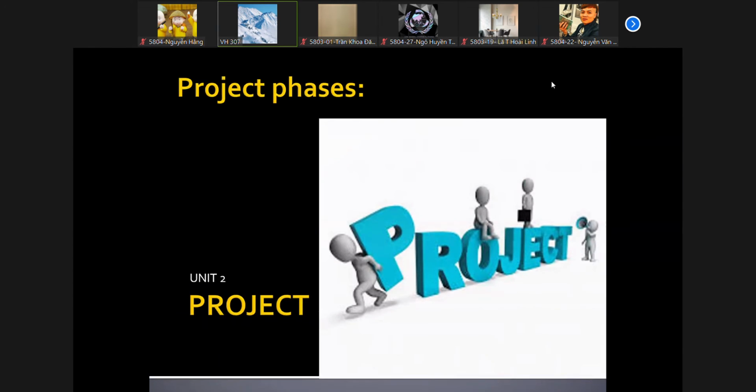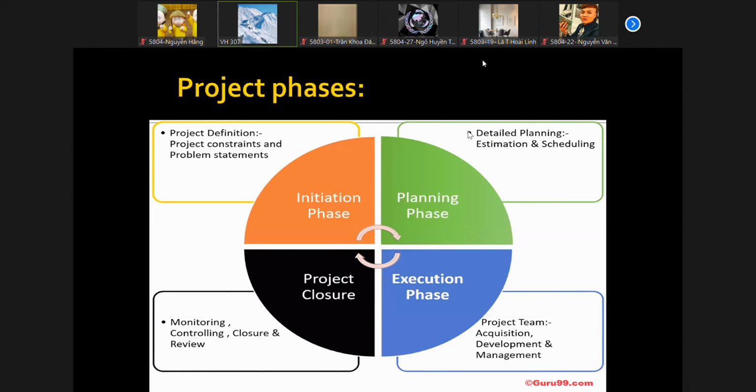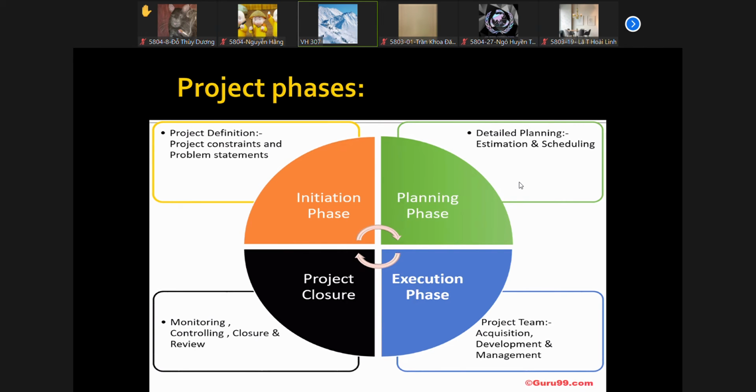Now for the first one, that is the project phases. So let's look at the slide and then try to answer the first question. No, I'm sorry, the second question that I have given to you. That is, how many stages are there in a project life cycle? So if we look at the slide here, we can identify the stages in a project life cycle. So in fact, how many stages are there? Yes, Thùy Dương. There are 4 stages.